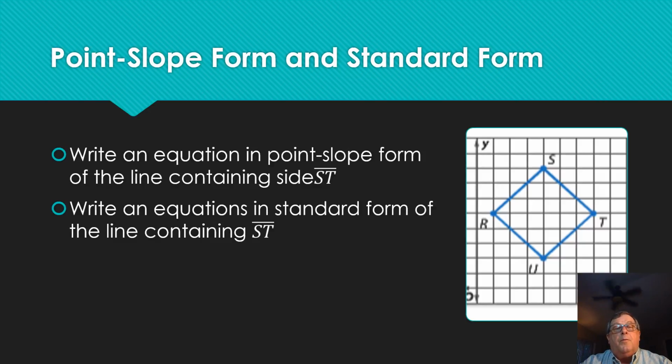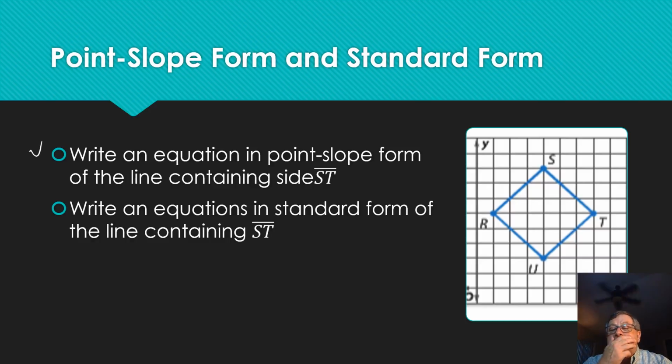Right, let's apply what we've learned about point slope and apply it to objects on the coordinate plane. So I see here on the coordinate plane, I've got a quadrilateral that is graphed. And then I'm asked to write an equation in point slope form of the side ST, segment ST. And then later to do it in standard form.